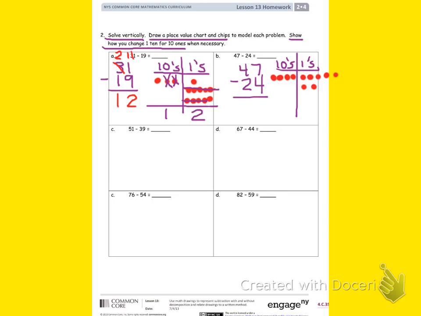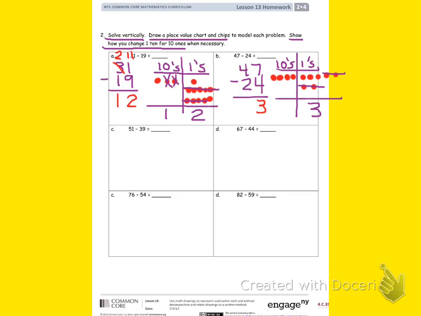Now looking at the vertical problem, I see that it says 7 ones minus 4 ones. Do I have enough, or do I need to decompose and borrow from the neighbor? Well, if I have 7 ones, I definitely have enough to get rid of 4. And here's how we'll do it. 1, 2, 3, 4. Looking at my picture, I can see that leaves me with 3 in the ones place left over. Looking at the equation, 7 minus 4 is 3.